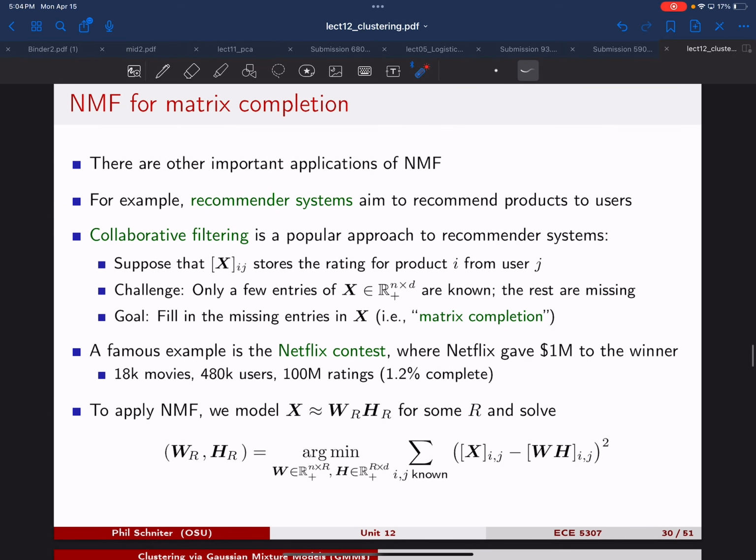Oh yeah, and I had a whole slide on this, I forgot. This is the Netflix problem that I was describing. So $1 million, 18,000 movies, 480,000 users, 100 million ratings, so only 1.2% of the ratings were available. And this is the cost function that you want to solve. You just sum over the known values.